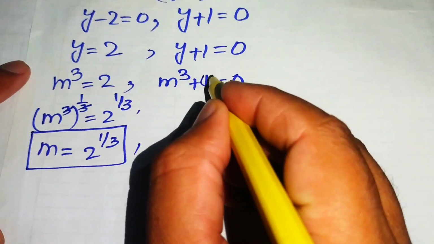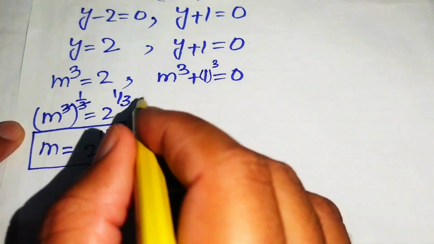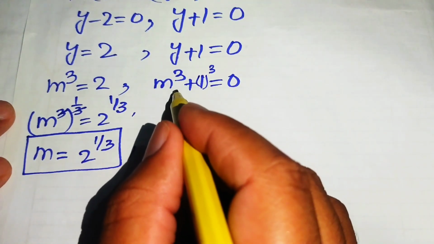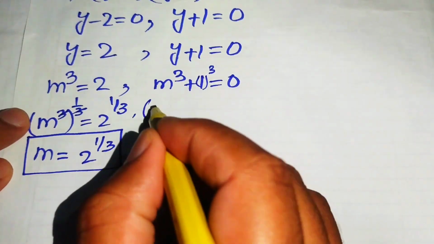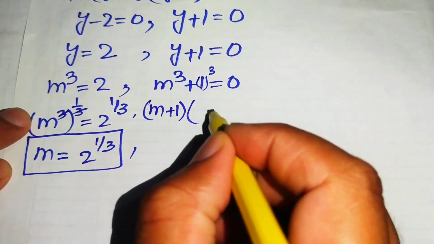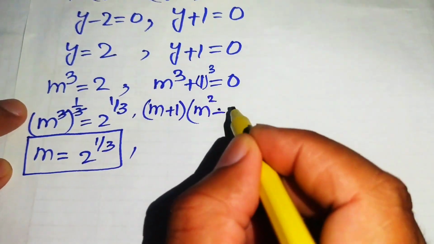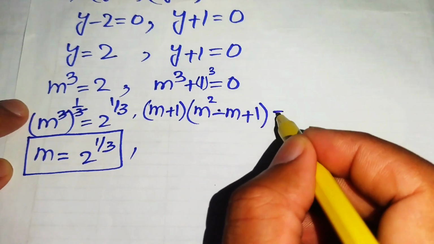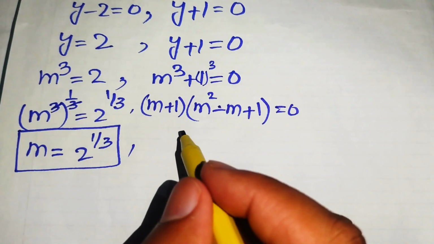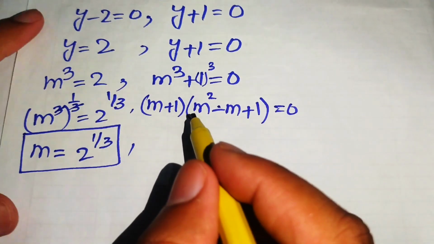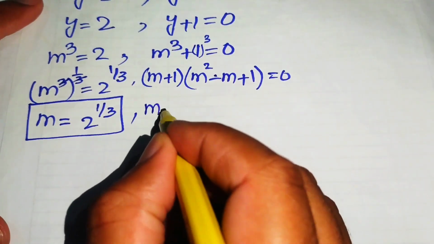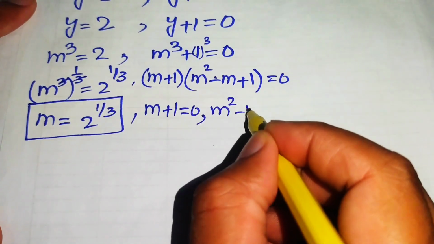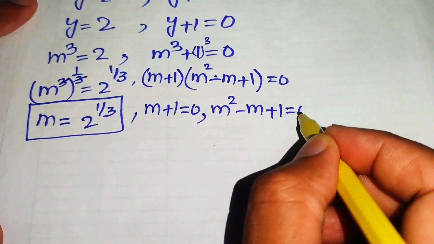Here we write this 1 as 1 cubed and now we use the cubic formula. After using the cubic formula, this becomes m plus 1 times m squared minus m plus 1 equals 0. Now we convert this into two cases. The first case is m plus 1 equals 0, and the second case is m squared minus m plus 1 equals 0.